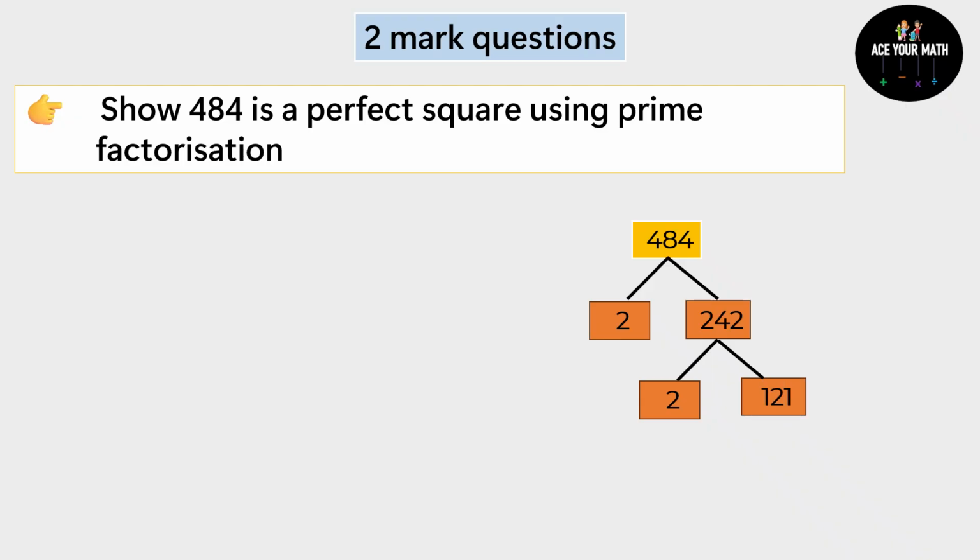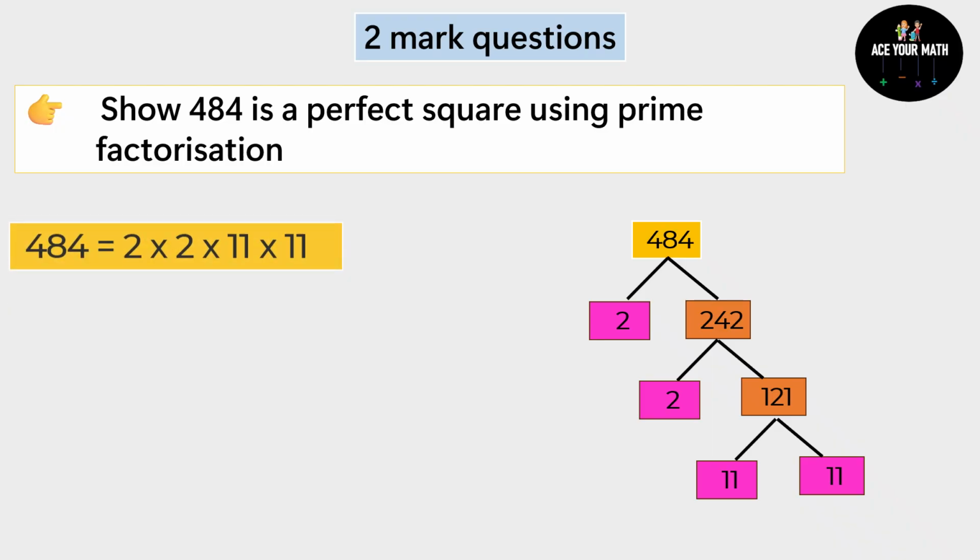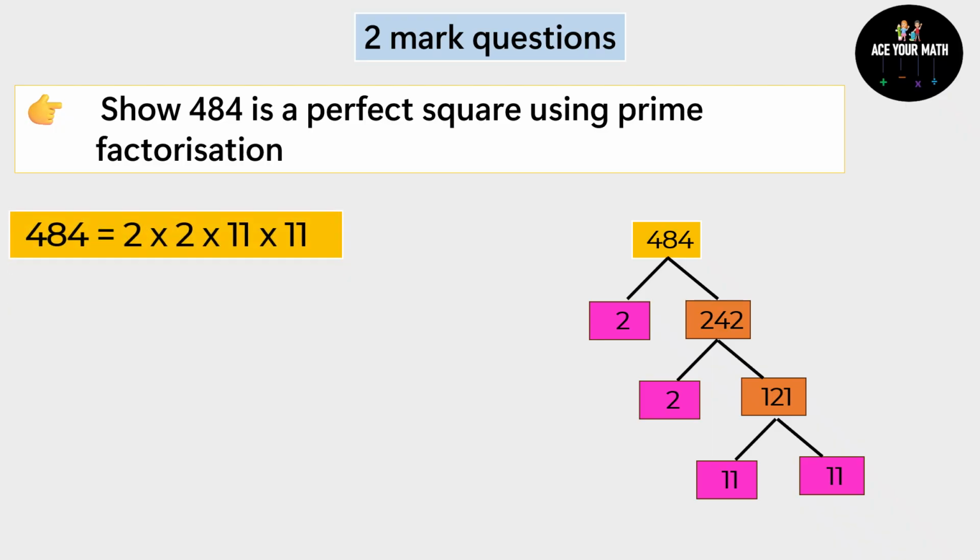You get 121. See, 121 is again divisible by 11 only. So when you divide 121 by 11, you get 11 only. So what are the prime factors of the given number? It is 2, 2, 11, 11. So write 484 as the product of these prime numbers.